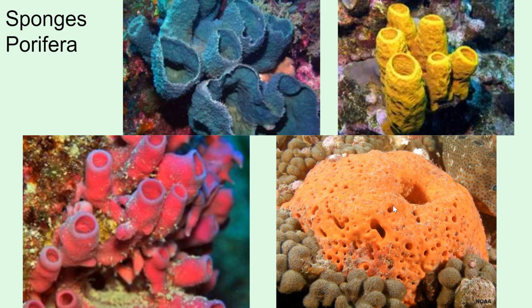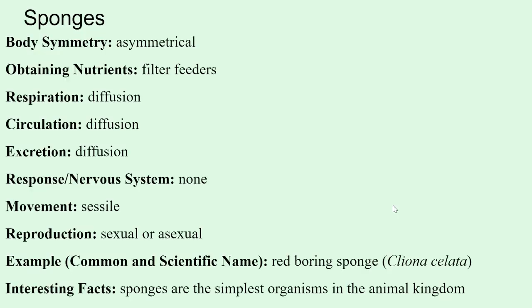That means they're going to wait for the water to filter through them, and they're going to be able to obtain nutrients that way. They do their respiration, which is how they get oxygen, their circulation, which is how they move oxygen around their bodies, and their excretion, which is how they get rid of waste, all by diffusion. They just diffuse the leftover materials into the water. They do not have any sort of nervous system. They are sessile. You can see they can't move around.